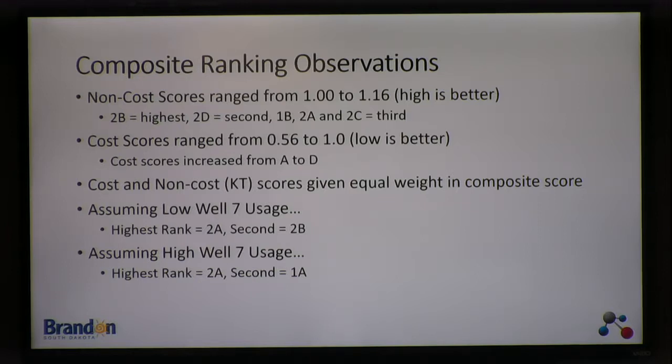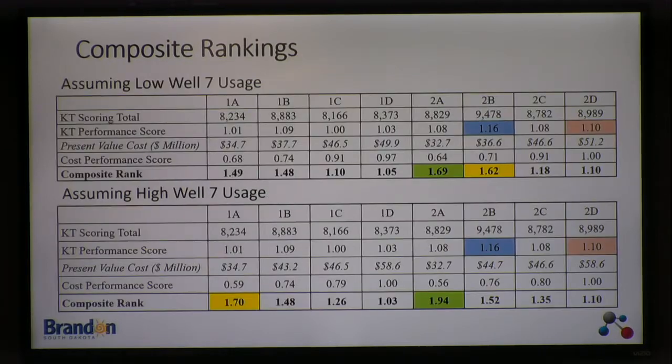So then, along with that, we can blend in the cost analysis. The cost analysis is providing the present value of O&M for 25 years, and the present value of construction to do that alternative. So you can see that the highest cost alternative, from those tables that I showed you earlier, is 2D. And this is assuming low well 7 usage. It's also 2D assuming, and 1D assuming the highest well usage.